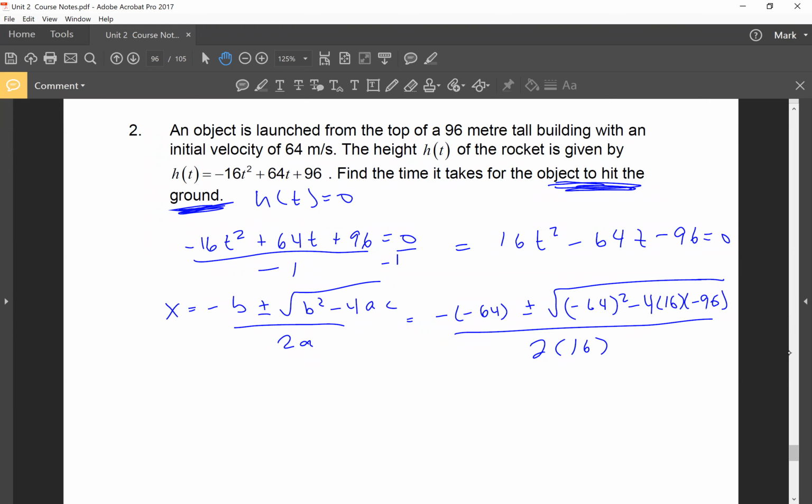Okay, so time to get my calculator out, right? I don't know what this is. x is going to be 64 positive. And then I'm going to do what's under the square root sign. I'm putting what's under the square root sign in my calculator. So 64 squared, and then I'm going to do the 4 times 16 times 96. Okay, I'll just do it in one step, actually.